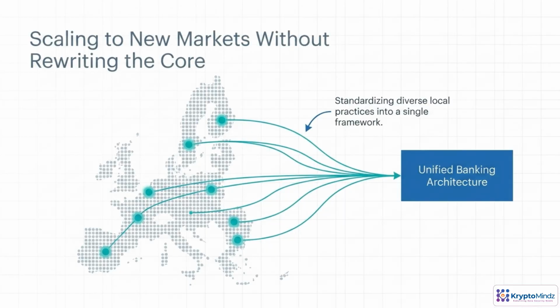As you expand across Europe, every country brings its own eID schemes, signature habits, and regulatory nuances. The goal of our architecture is not to hard-code each country into the core banking platform. Instead, we standardize these diverse local practices into a single integration framework at the edge. This framework adapts to local providers while exposing one consistent identity, signing, and evidence interface to the bank's core systems.